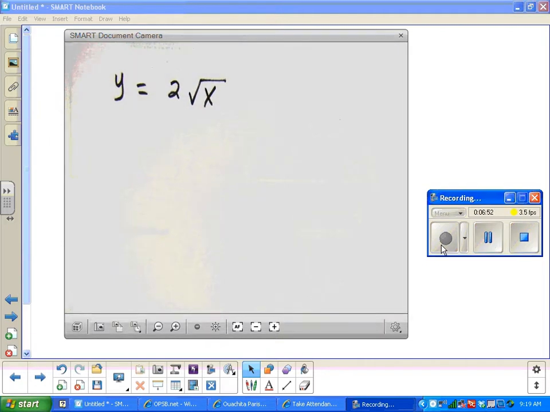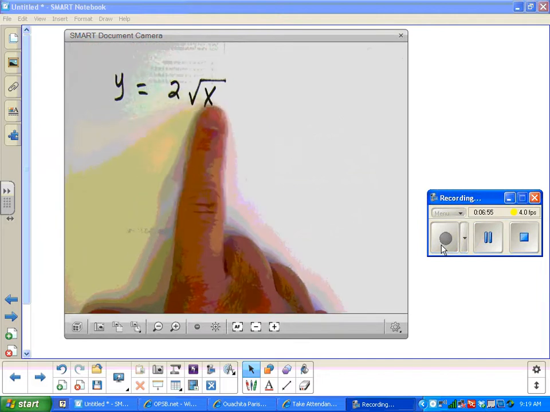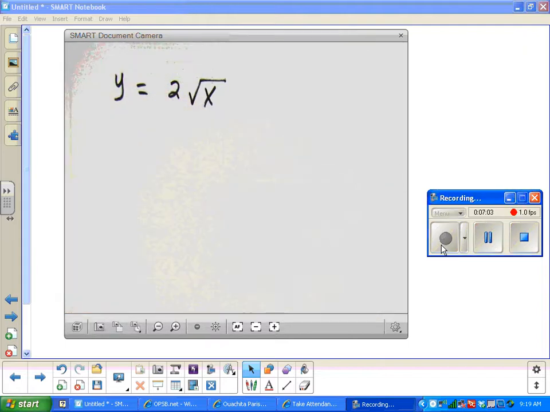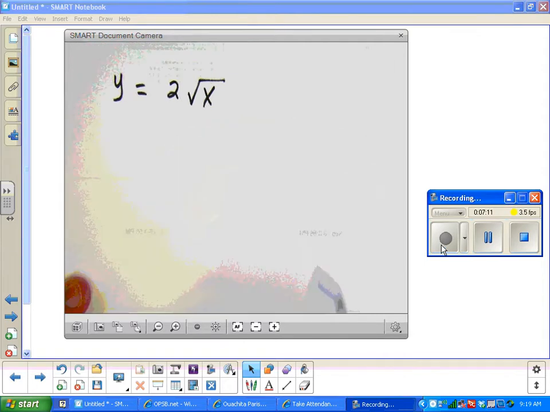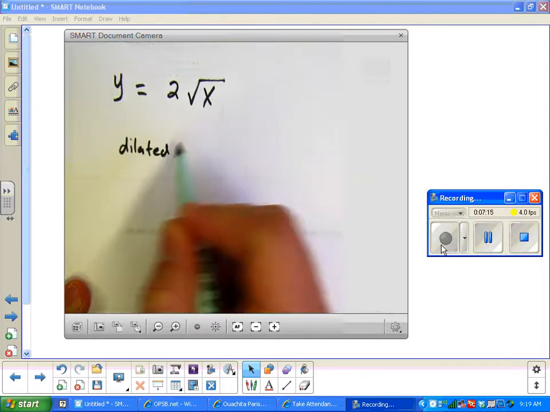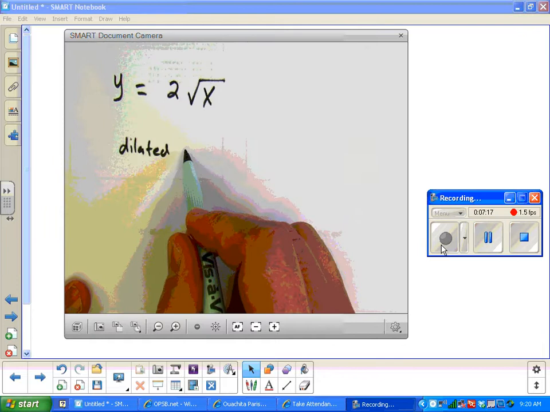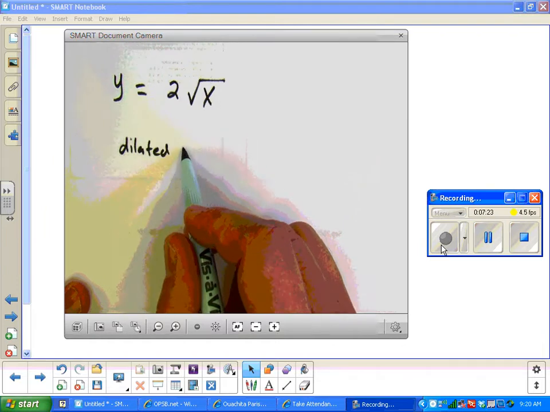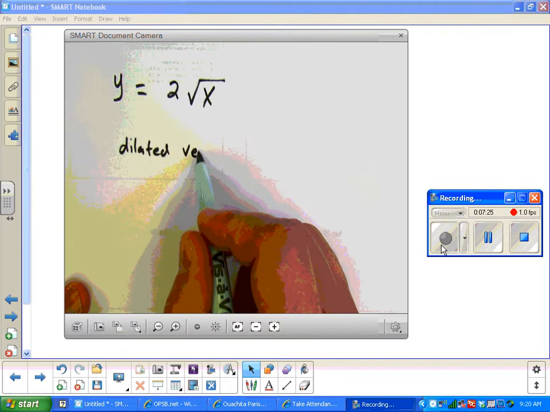Now this is not going to move it up 2 or down 2, because what is this being done to the parent graph? It's being dilated. That's a dilate. The idea is that it's being multiplied, as opposed to added or subtracted. So the way that we describe this is that it would be dilated. Now we need to say vertically or horizontally. Dilated vertically.